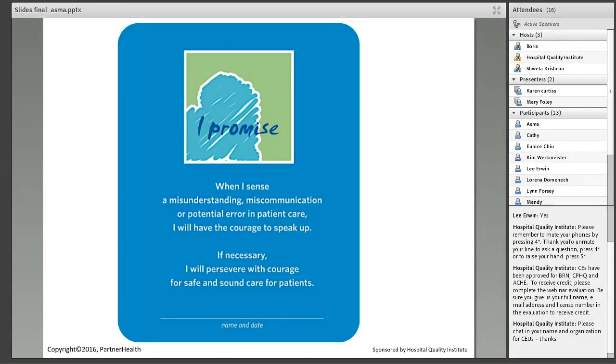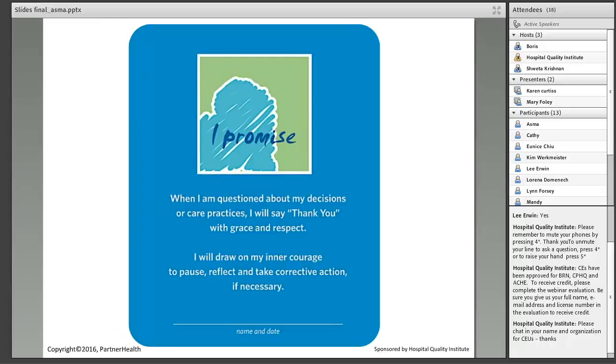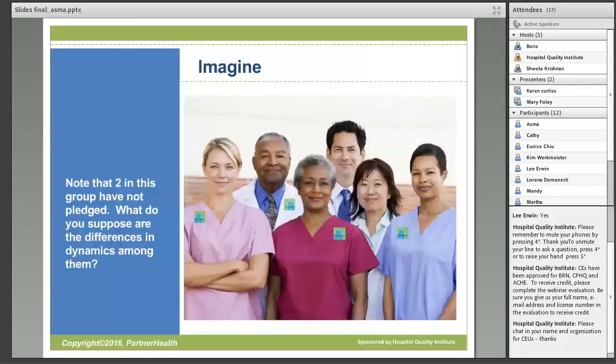And I'm just throwing this out there as something to possibly think about. What if every member of a hospital staff signed a pledge that when they sense a misunderstanding or potential error in patient care, they have the courage to speak up. And on the flip side, if I am questioned as a provider about my decisions or practices, I will say thank you with grace and respect, and I will pause, reflect, and take corrective action if necessary.